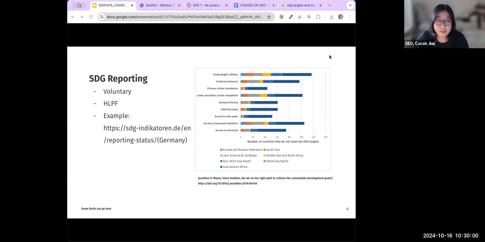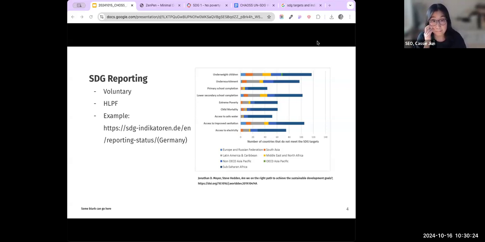And then, spoiler alert, none of the SDGs are currently on track to be achieved at the global level. However, I found this wonderful SDG target and how many countries are not meeting it, broken down into a certain way of classifying countries, but just very high level.